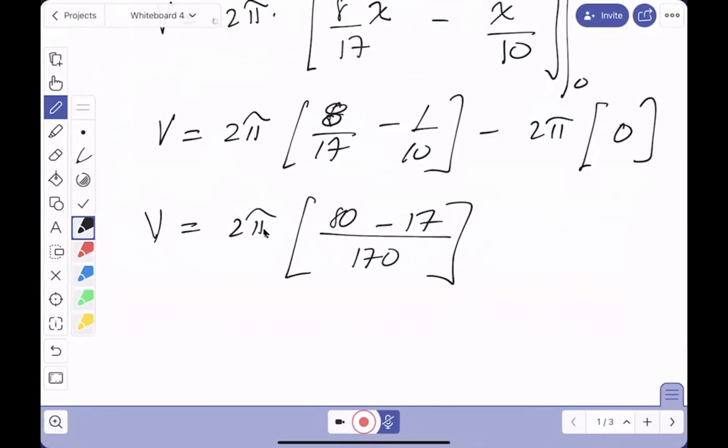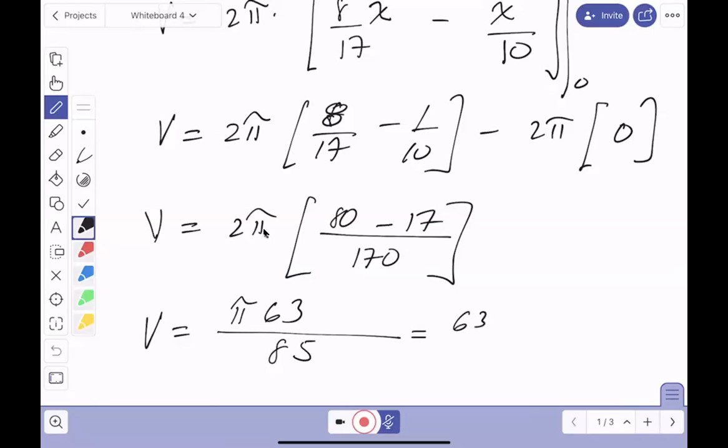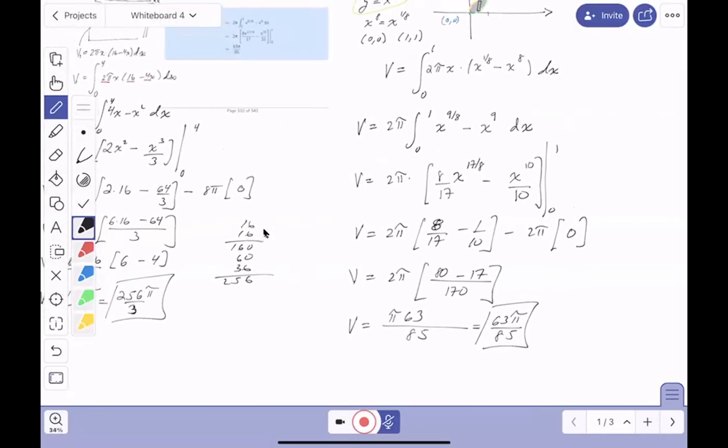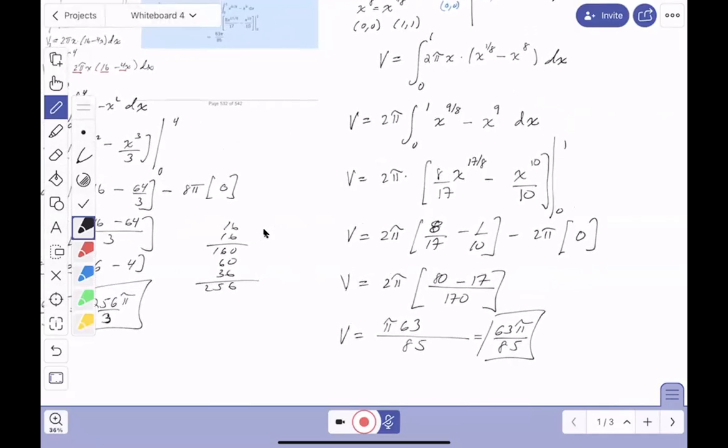Let's keep going. V equals, well, I'm going to reduce it. And the reason for that, I notice that 2 goes into 170, and that goes into 85 times. Now I get a pi. And what's 80 minus 17? Well, that's going to be 63, right? And what do you get? 63 pi over 85. All right, again, if I make a mistake, I'm going to correct it. Wow, look at that. 63 pi over 85.